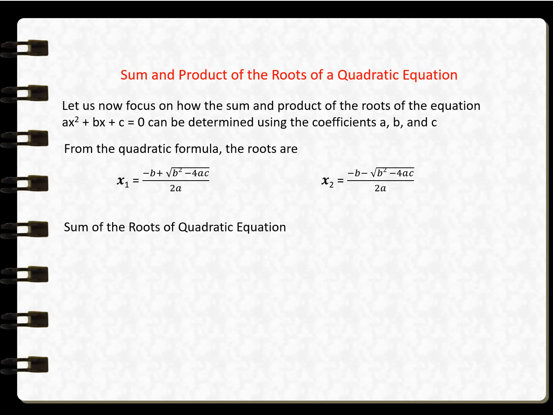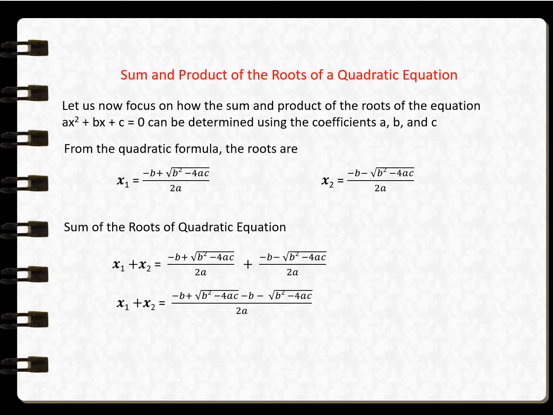The sum of the roots of a quadratic equation. x sub 1 plus x sub 2, or the first root plus the second root, is equal to negative b plus the square root of b squared minus 4ac all over 2a plus negative b minus the square root of b squared minus 4ac all over 2a. So, if we are going to add fractions with the same denominator, pagsasamahin lang natin yung mga numerator and then copy the denominator. So, ganun ang mangyayari dyan.